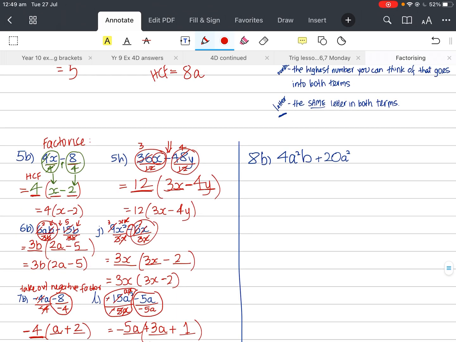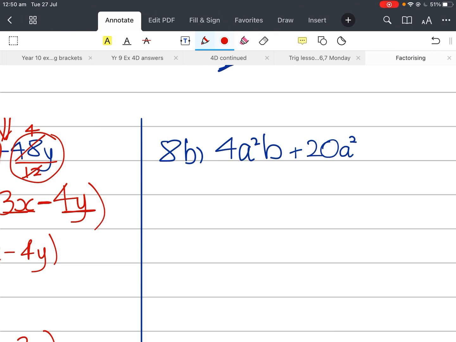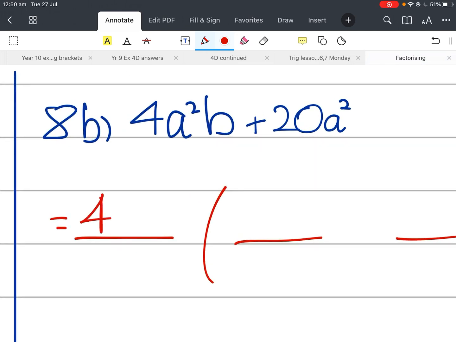Nearly done. Okay, let's have a quick go at question 8, just in case you want to do some extras. So if I have to factorise this one, I've got to find something to go out the front and something to go on the inside. Now there's lots of numbers and terms on this one, so this one might take a bit more time. Let's look at the numbers first. Number 4 and 20. Does 4, the smaller number, go into the bigger number 20 evenly? Hopefully you said yes. So let's write down 4.